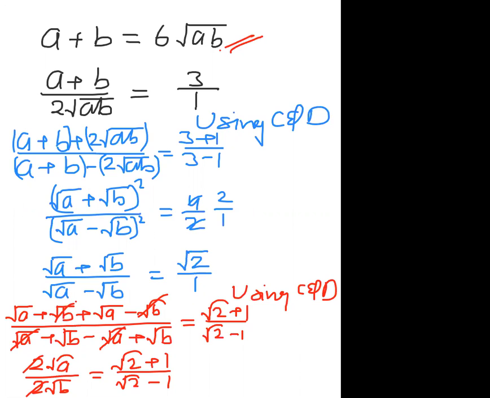Similar to this, one more question is given. If the arithmetic mean and geometric mean between two numbers are in the ratio m to n, prove that the numbers are in the ratio m plus square root of m square minus n square to m minus square root of m square minus n square. This question is given in NCERT. Must do this question. This is also one of the very good and important questions.